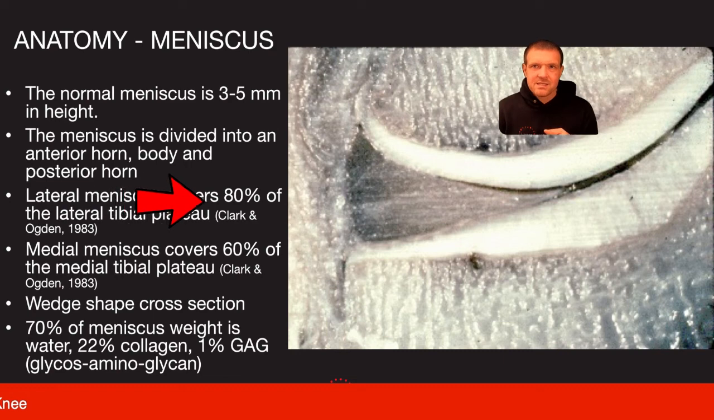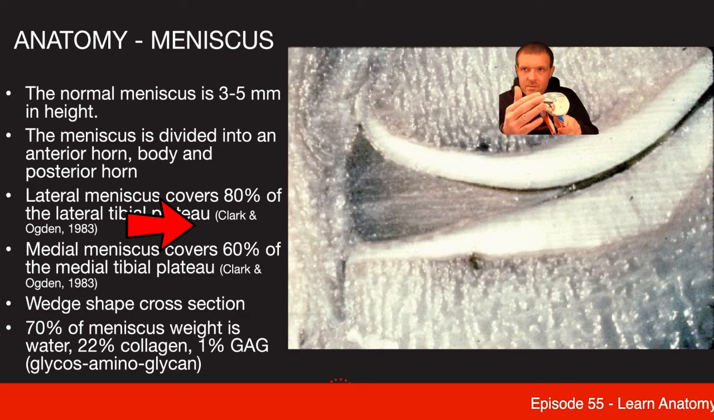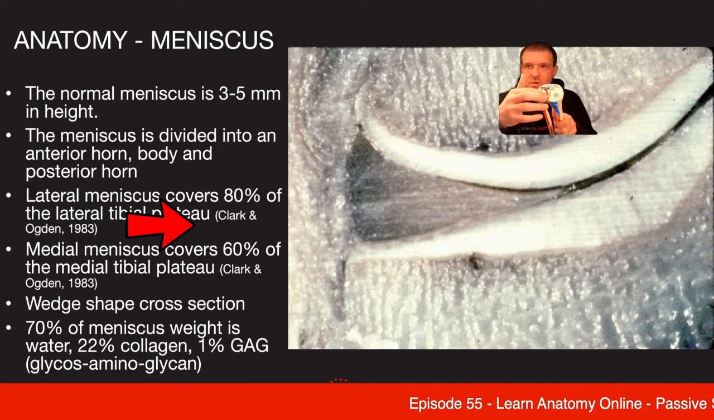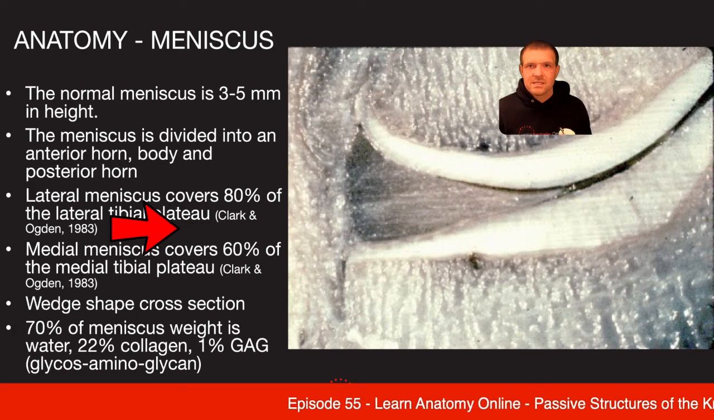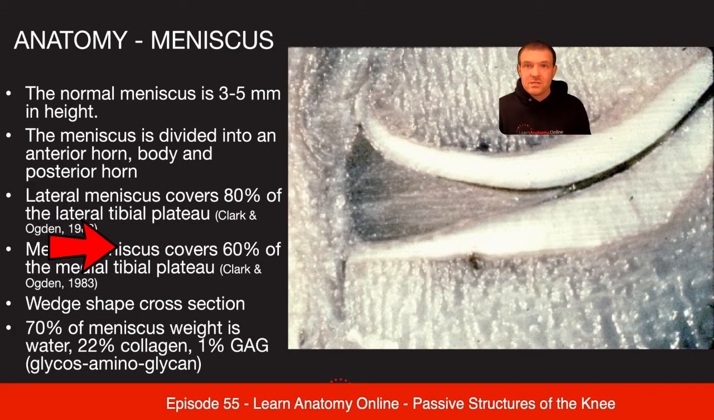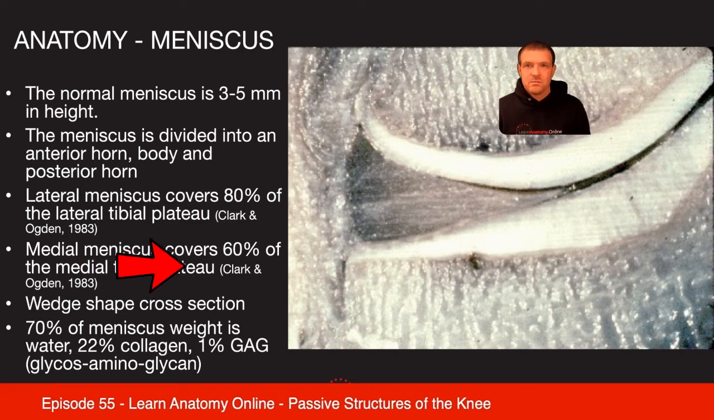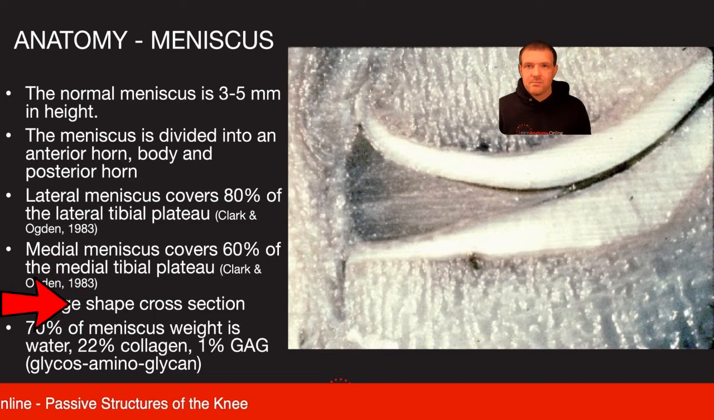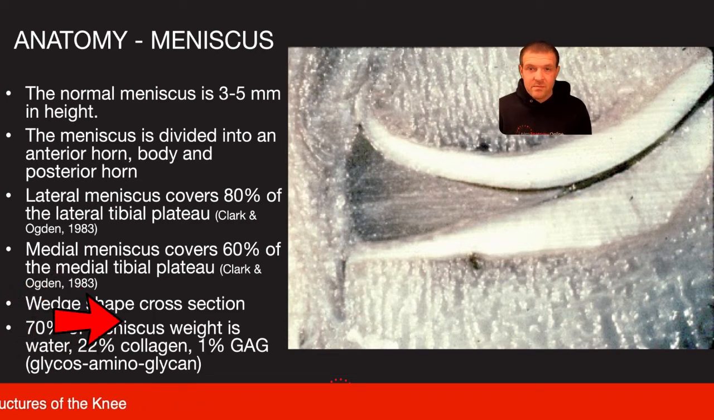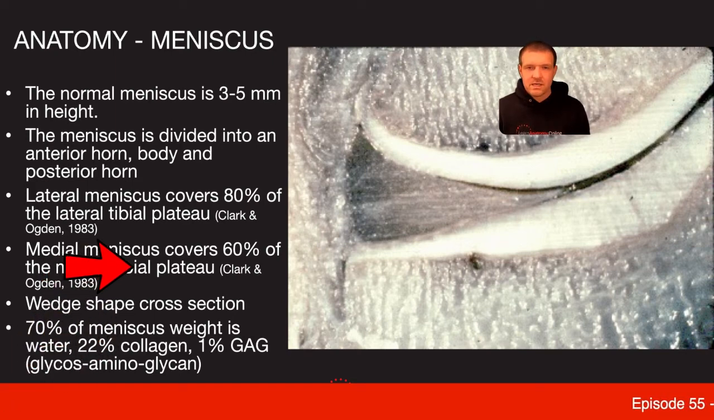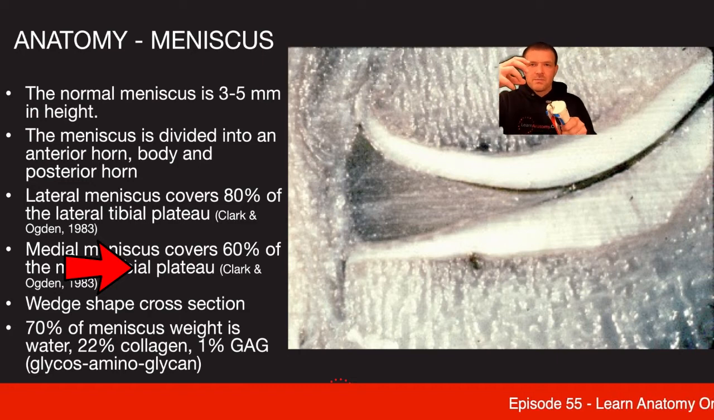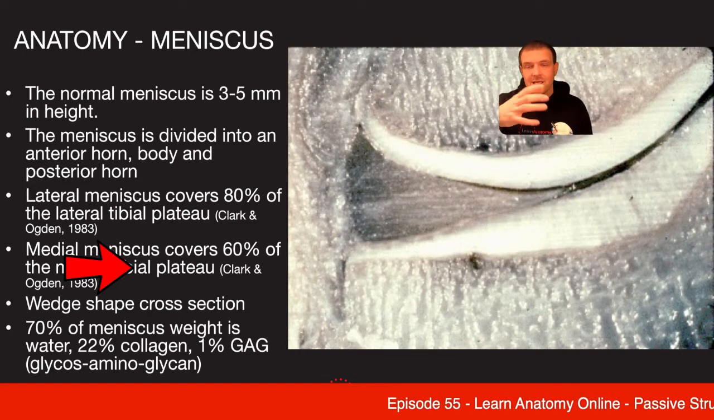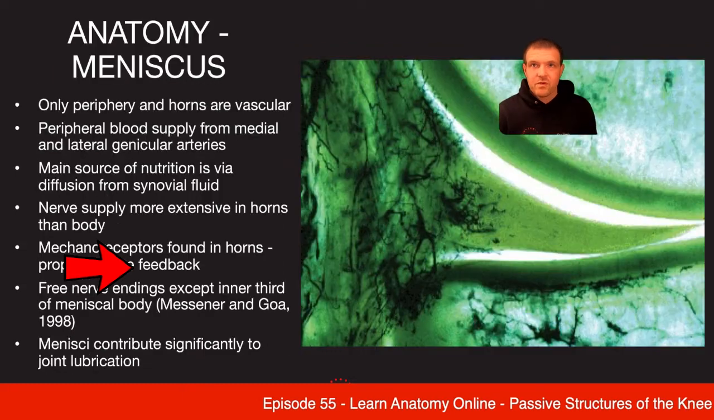The lateral meniscus covers 80% of the lateral tibial plateau. So that lateral tibial plateau, this bit here, is mostly covered by the lateral meniscus, and then the medial meniscus covers 60% of the medial tibial plateau. We'll have a look at the wedge shape of it in a second because that's important. Most of the meniscus is water, with the next biggest amount being collagen. These are collagen structures, so they'll have a bit of give and a bit of play, which they need to have because we need that for movement.